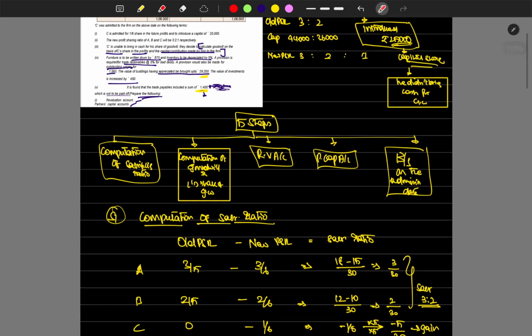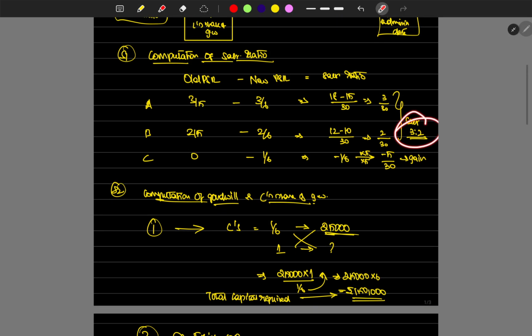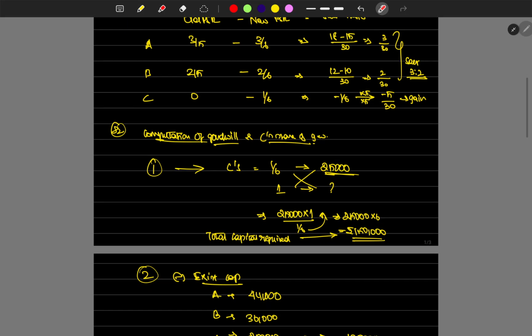First, when the new partner is admitted, what we have to do? We have to find out the sacrificing ratio, right? Then only we can sacrifice the goodwill for the new person. So we found the sacrificing ratio by old PSR minus new PSR. Then they have computed the goodwill. In the question, they haven't given the goodwill directly. So we found that C's share is 1/6. 1/6 share is 25,000. Then what for one? One is 1,50,000. So that's the total capital required.